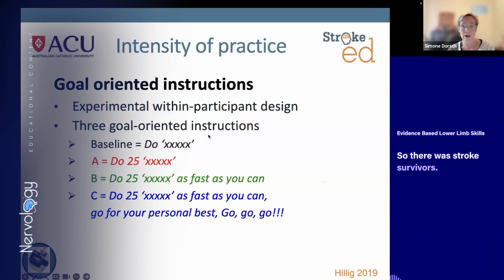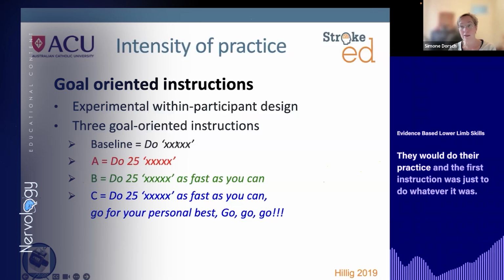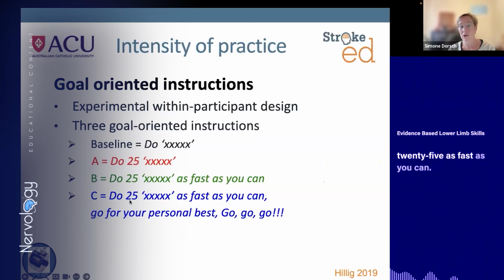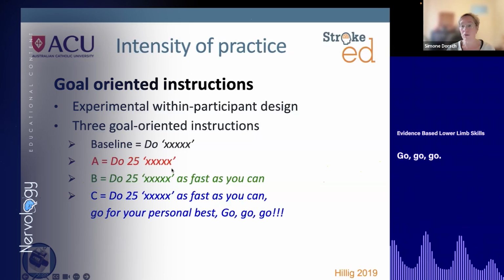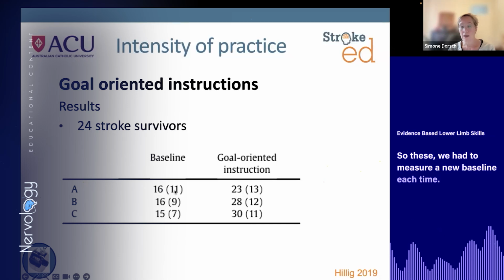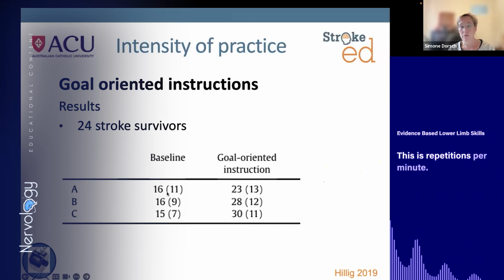So there was stroke survivors. They would do their practice, and the first instruction was just to do whatever it was. Next was to do 25, so a target number, 25 as fast as you can, 25 as fast as you can, go for your personal best, go, go, go. And this is the results. So we had to measure a new baseline each time. This is repetitions per minute.